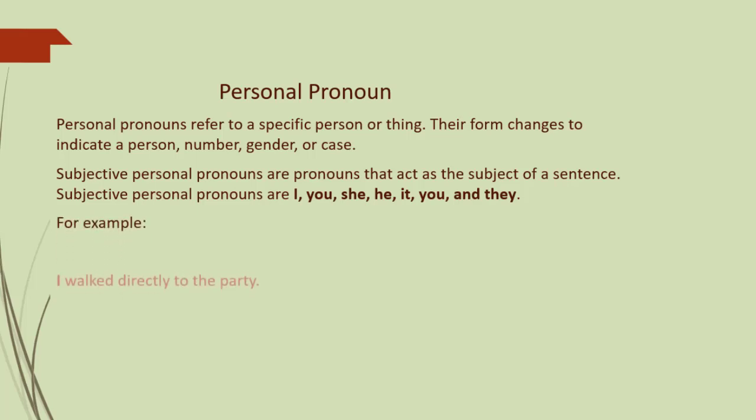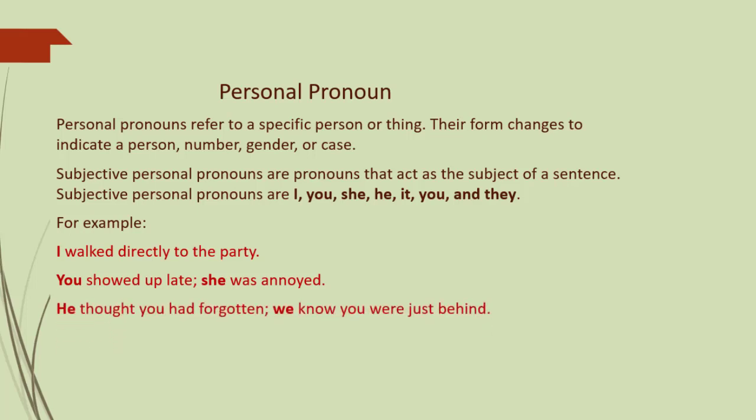For example, I walked directly to the party. Here I is the subjective personal pronoun. You showed up late. She was annoyed. In this sentence, you and she are subjective personal pronouns and they are doing the function of the subject in a sentence. He thought you had forgotten. We know you were just behind. In these sentences, he and we are subjective personal pronouns because these are the subjects of the sentences.